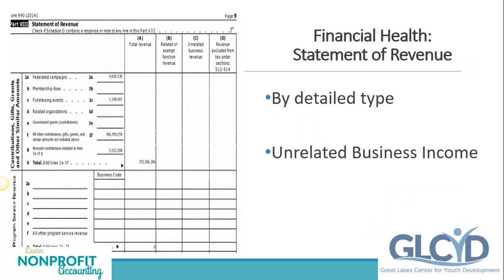So first of all, the statement of revenue is shown in Part 8, and this is the detailed statement of revenue. And this is where it's nice, like this nonprofit has more than one source of revenue. They have fundraising events, they have some campaigns, they have contributions from donors, or maybe some grants in there, and some non-cash contributions. And on the statement of revenue, you'll also see the unrelated business income, which we talked about earlier.